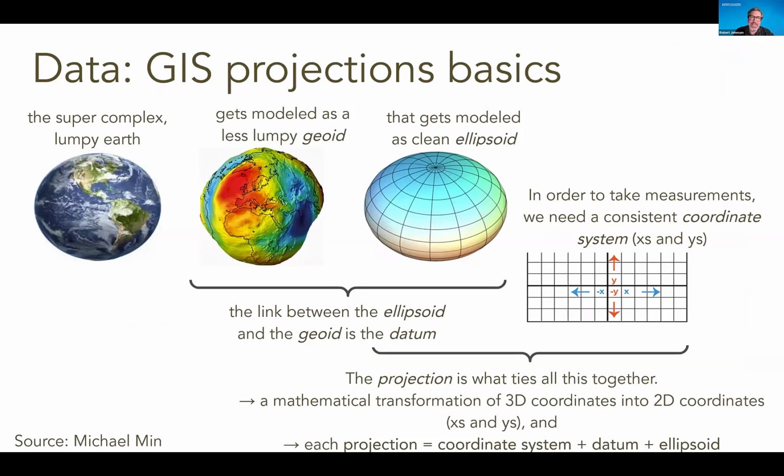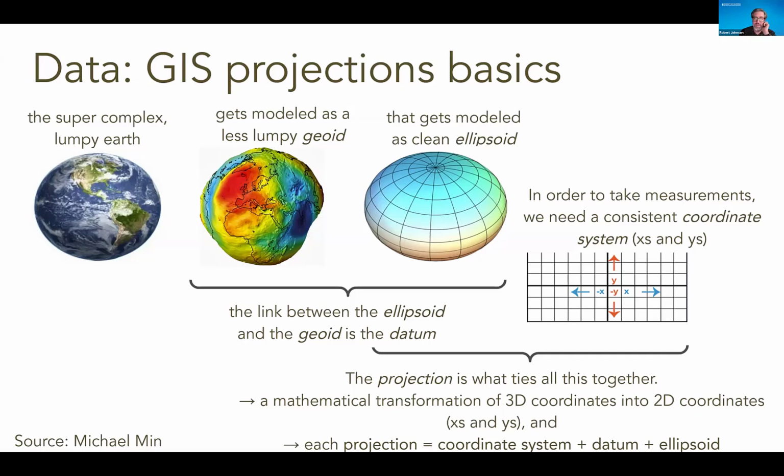Okay, going back to data, some basic information on projection. Now, this is really important in the GIS world. As an overview, the Earth is a 3D object. It is not a perfect sphere. It's lumpy. It bulges a little bit at the equator. And so we model that in our GIS systems as a geoid, which is really based on the surface gravity of the Earth.